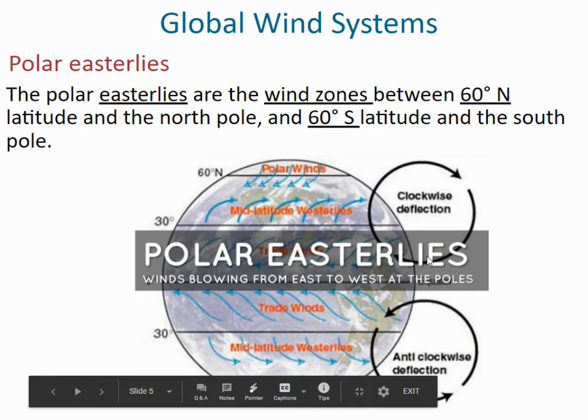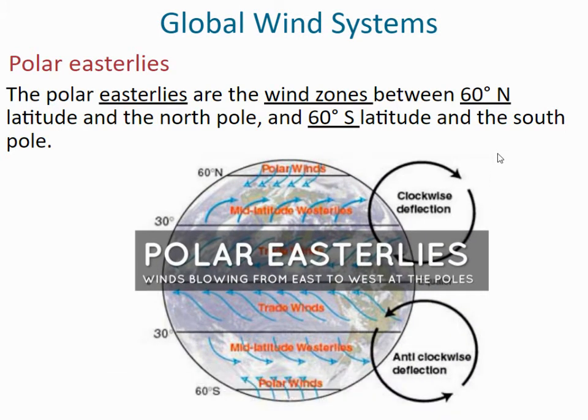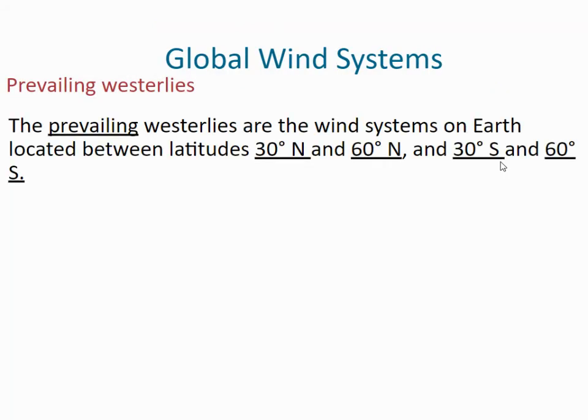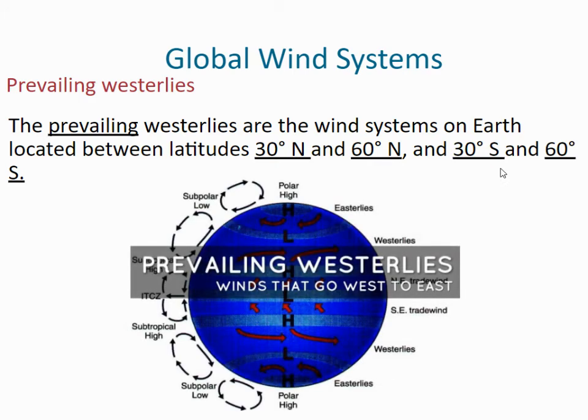So your polar easterlies are between 60 degrees north and the North Pole and 60 degrees south and the South Pole. They will flow from the east to the west. That is how it goes. Now, your prevailing westerlies are 30 to 60 in both north and south. This is what we feel more often than not. It goes from west to east. So it will push. That's why we don't see our weather systems, except for hurricanes, go from east to west. Everything goes west to east because of these winds.